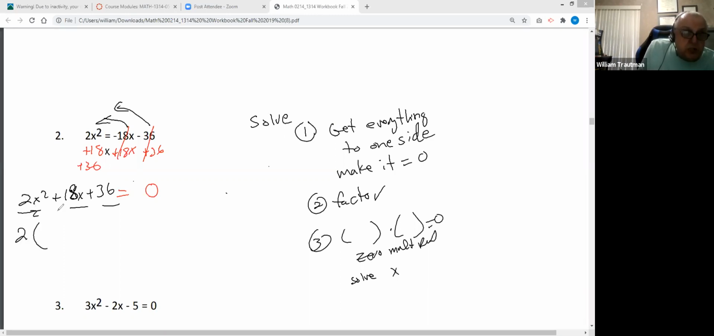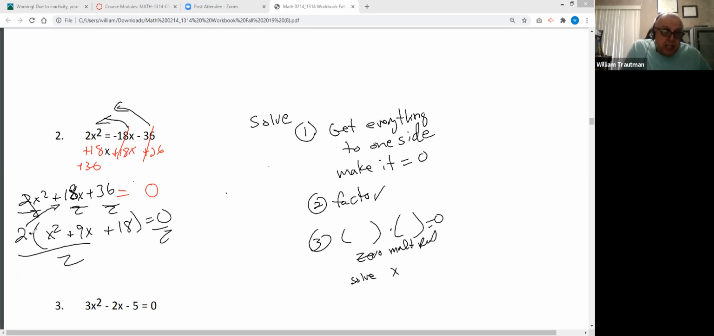So I'm going to divide each one by 2. And 2 divided by 2 is 1x squared. 18 divided by 2 is 9x. 36 divided by 2 is 18. And that's what I get. This 2 is insignificant. If 2 is multiplying the parentheses, if I divide both sides by 2, the 2's just disappear. 2 divided by 2 is 1.